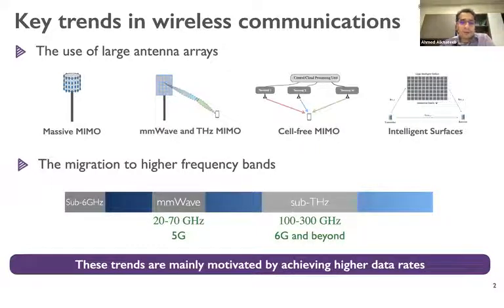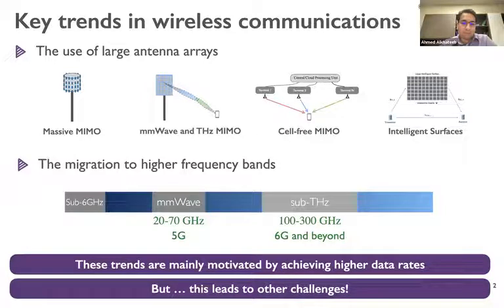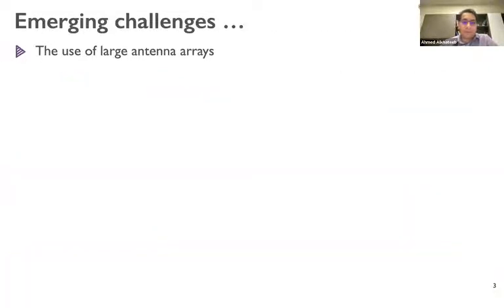So we want higher data rates, so we deploy larger antenna arrays to get more multiplexing gain, or go to higher frequency bands to access more bandwidth to again get higher data rates. Of course, there are other benefits as well, but higher data rates probably is the main motivation to go to these larger antenna arrays and higher frequency bands. But with these two key trends, a number of challenges start appearing and becoming very critical.